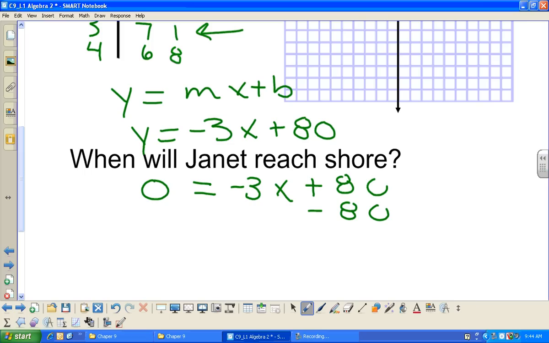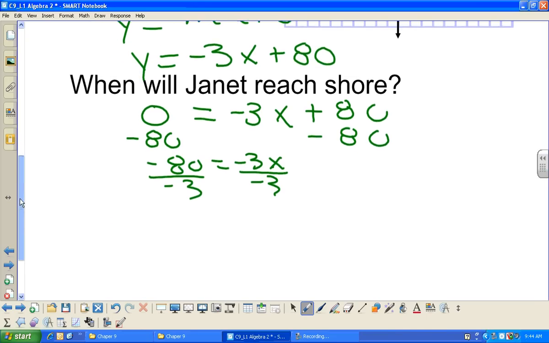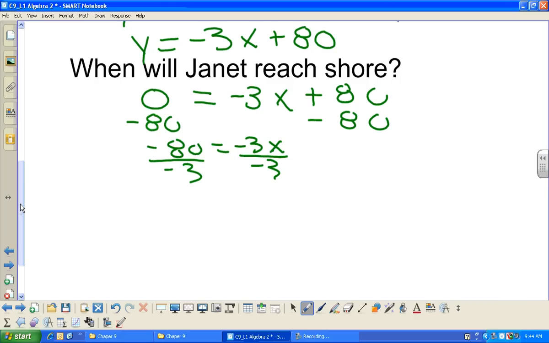I have to subtract 80 from both sides, and then divide by my negative 3. Negative divided by negative will give me a positive answer. If you did this in the calculator, you would get 26.6 repeating. If I want to shorten up and not have a decimal, 0.6 repeating is going to be 26 and 2/3 seconds. Make sure that you have your units.